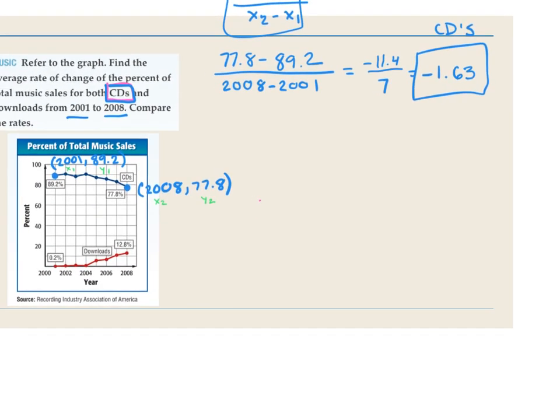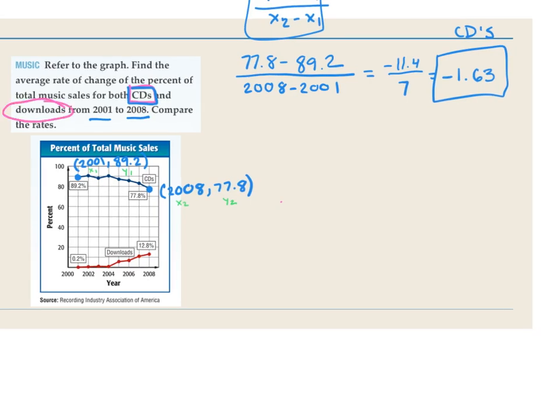Next, we're going to look at the red line. So the red line is our downloads. So our first point at 2001 is 0.2. Well, this is 2001. So 2001 is our x. And then 0.2 is our y. And then our second point is 2008 and 12.8. So this is our x1, y1, x2, y2.